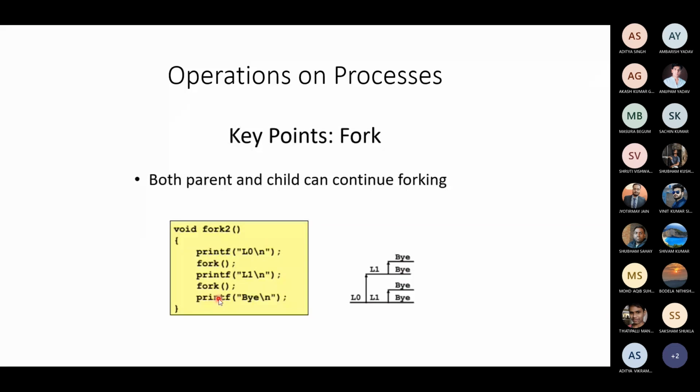You're calling fork only 2 times, but it can create multiple processes. It can keep forking each other. Does this make sense? Yes, sir.